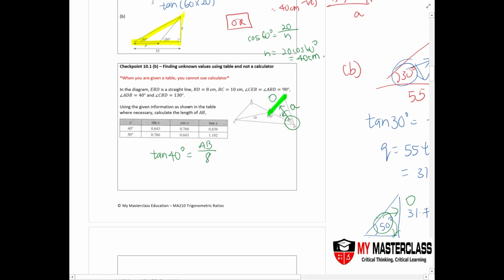Now apply whatever they gave you. Take a look at this. Tangent 40 is 0.839, so 0.839 equals AB over 8. Therefore, you cross multiply: AB equals 8 times 0.839, and you should have 6.712 here. So this is in cm.